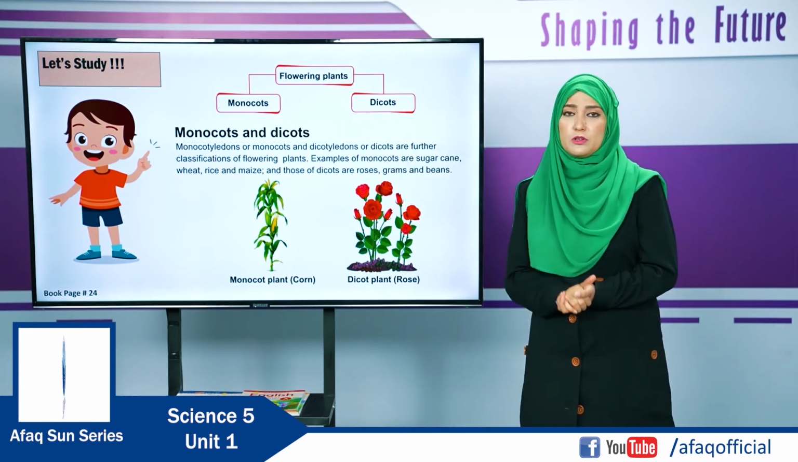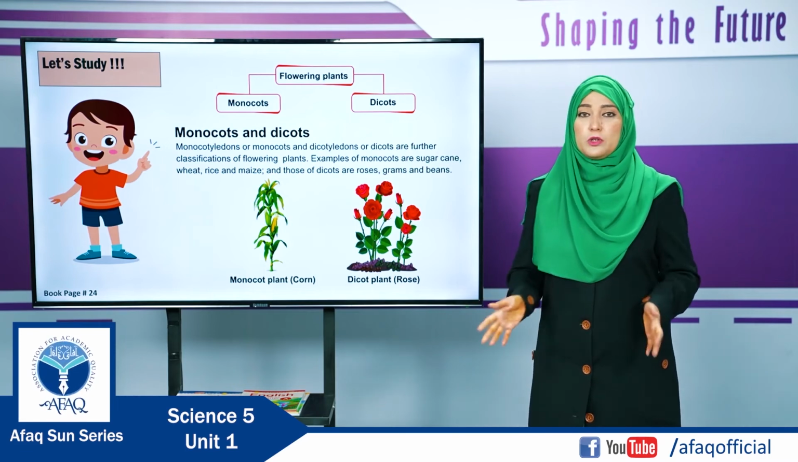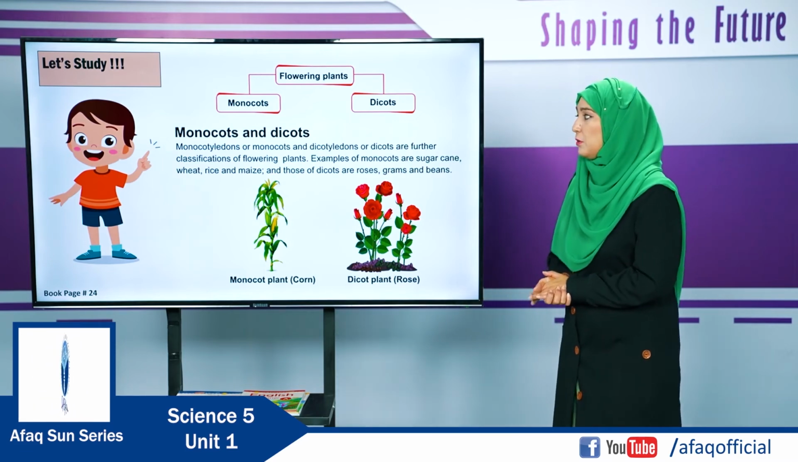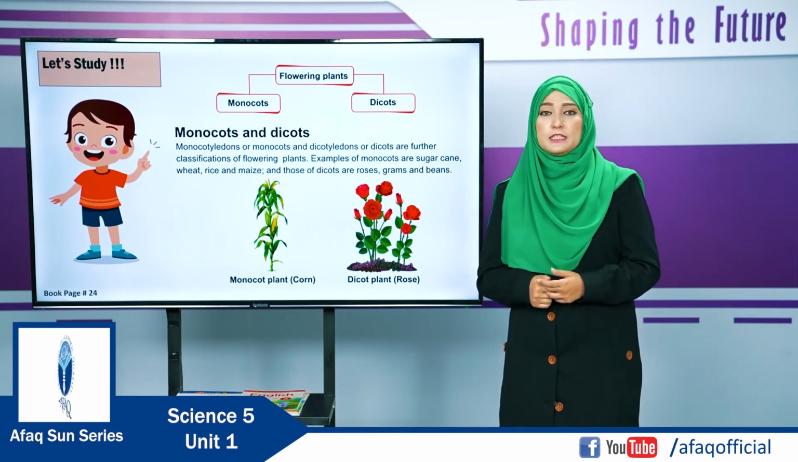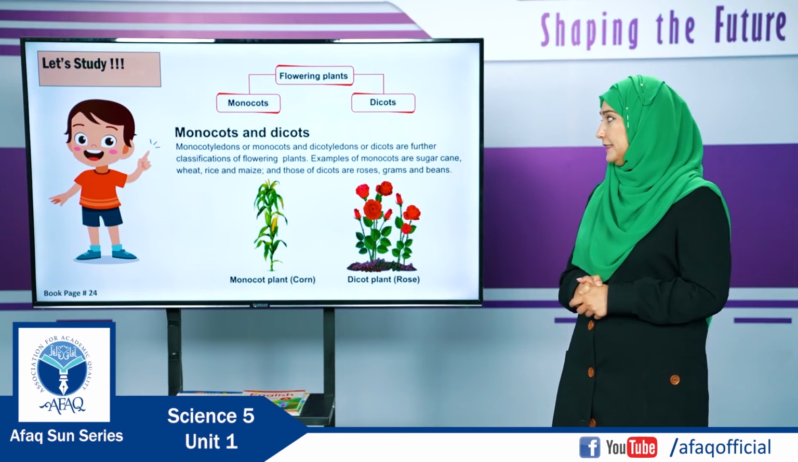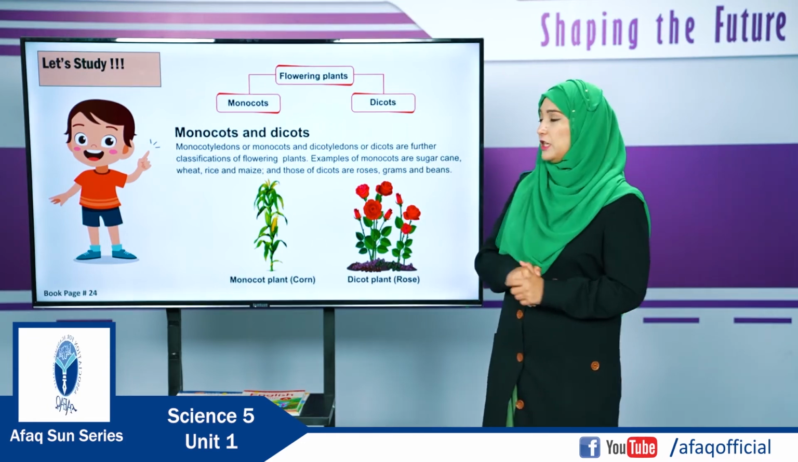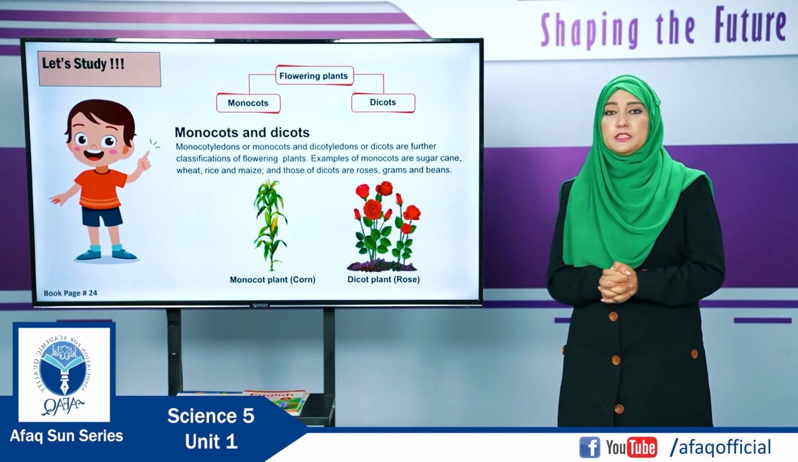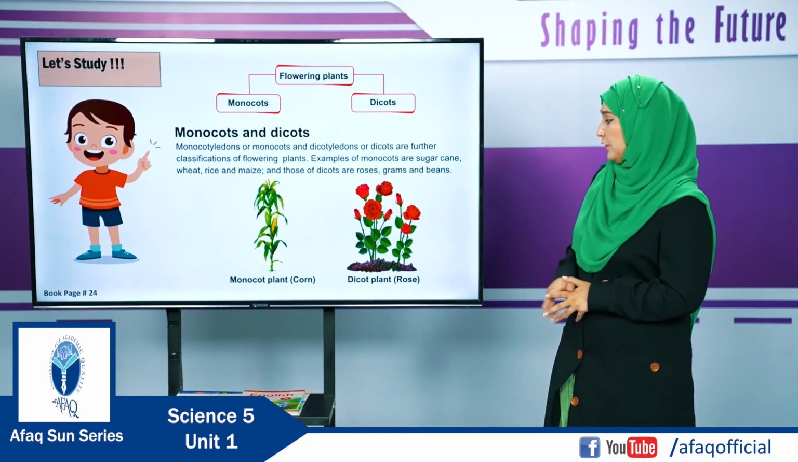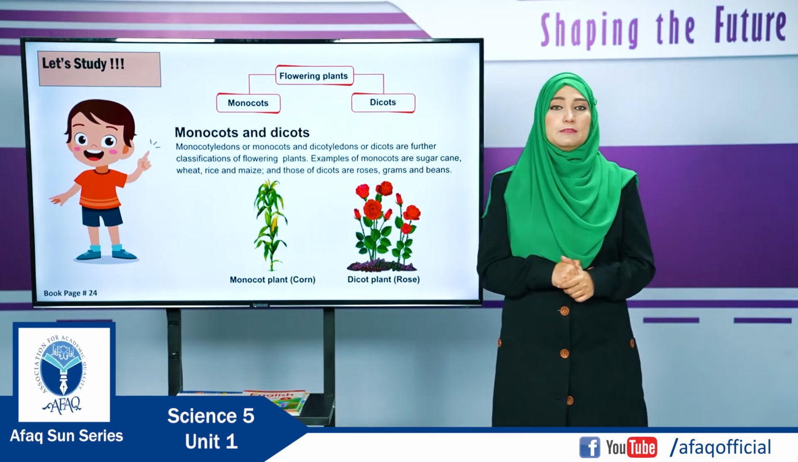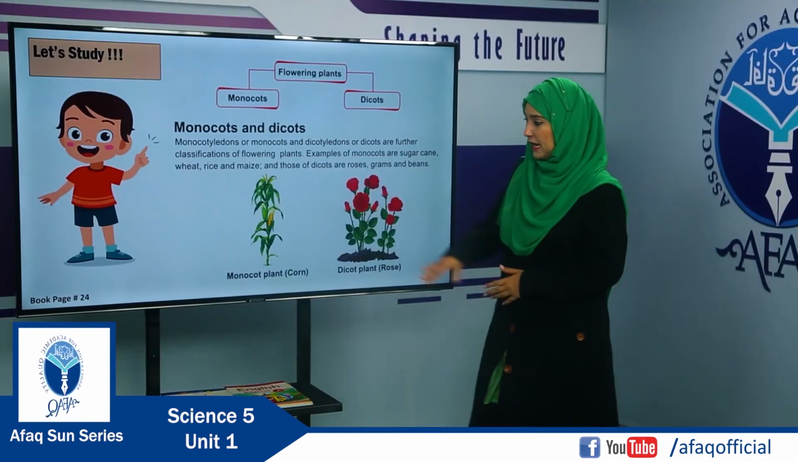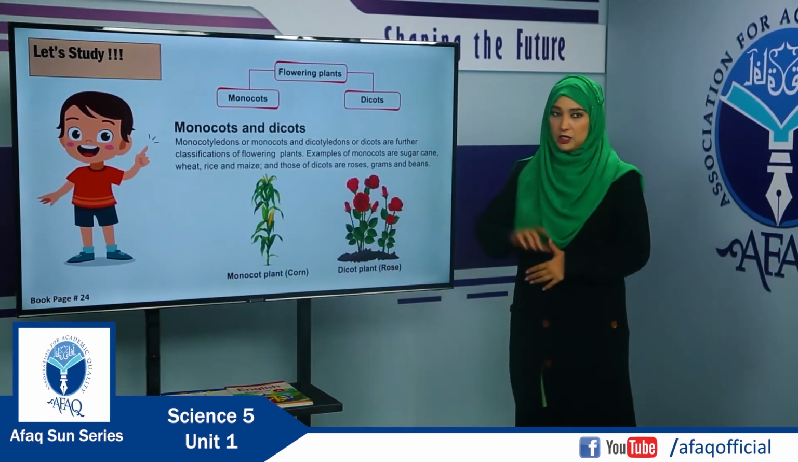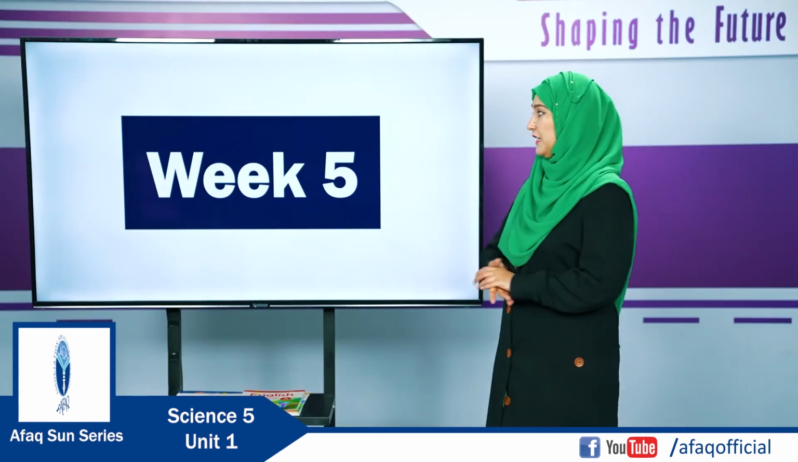Do you know what are monocots and dicots? Monocots are the plants that have one cotyledon in their seeds and dicots are the plants that have two cotyledons in their seeds. Sugarcane, wheat, rice and maize are examples of monocot plants, while rose, grams and beans are examples of dicot plants. Here you can see a monocot plant and a dicot plant. Now we are moving to week 5.